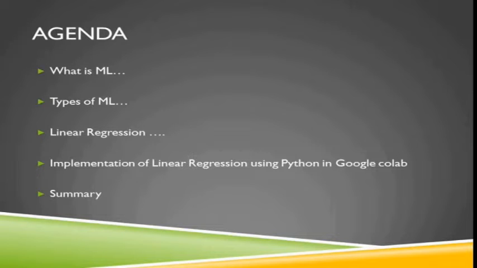We'll move on to the agenda. What is machine learning? In this, I will explain what exactly machine learning is. Next, types of machine learning. In this, we try to understand the different forms of machine learning. Next, linear regression. We focus on how the linear regression technique is used for predicting a continuous variable. Next, we'll try to implement simple linear regression using Python in Google Colab. Finally, I conclude with a summary.